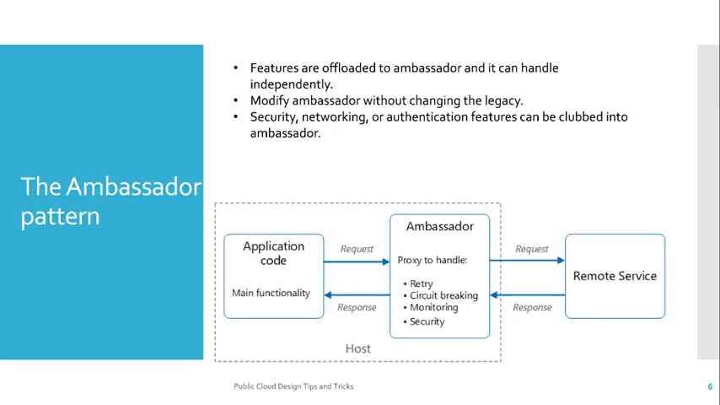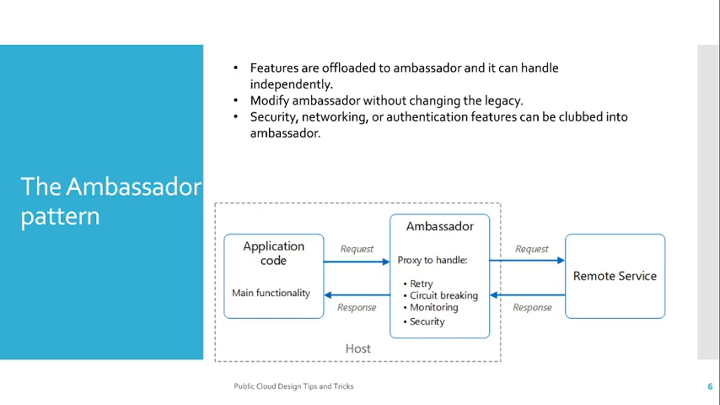Now let's try to understand this diagram. This diagram I have fetched from a Microsoft document. So as you can see here, you have your application main code, which is a main functionality, which makes a request to your remote service. But as you can think about, the remote service is very hectic to touch.